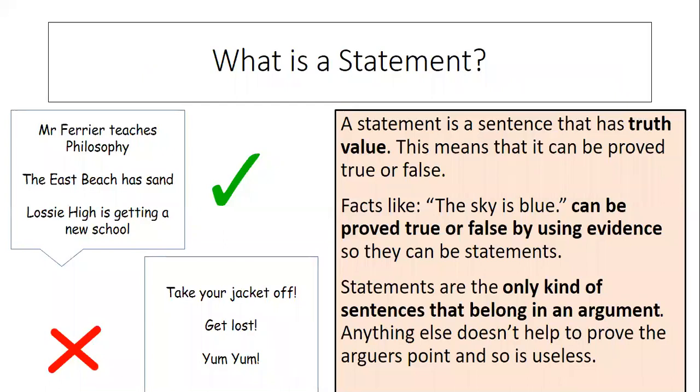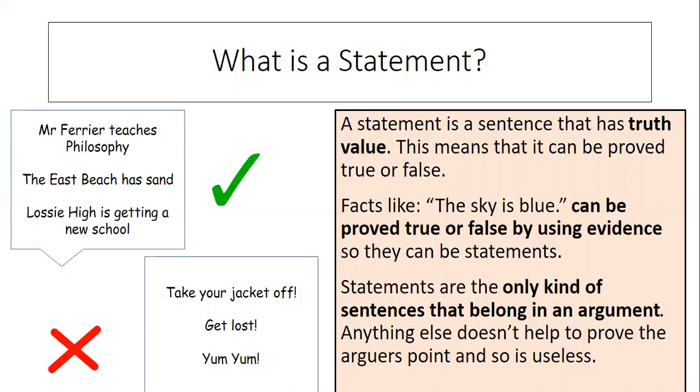So, what's a statement? A statement is a sentence that has truth value. This means it can be proved true or false. So, for example, Mr. Ferrier teaches philosophy. That can be proven true by the fact that I'm teaching you philosophy just now. Another example, the East Beach has sand. Well, you just have to go down to the East Beach and see that there's a pile of sand there. So that again proves that the East Beach has sand, so it has a truth value, it's true.